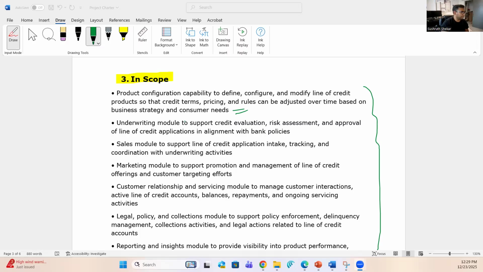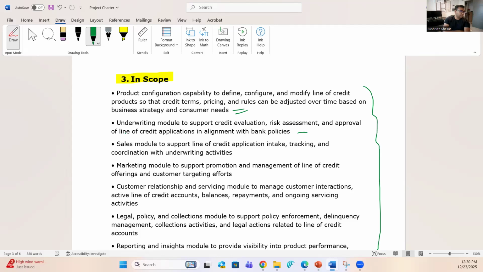So the next in scope item is the underwriting module. Underwriting module to support credit evaluation, risk assessment, and approval of line of credit applications in alignment with bank policies. Once you apply for a line of credit, there is a set of criteria that they will see and figure out whether the application meets those criteria. We need application pages or application modules for that. So that needs to be built.